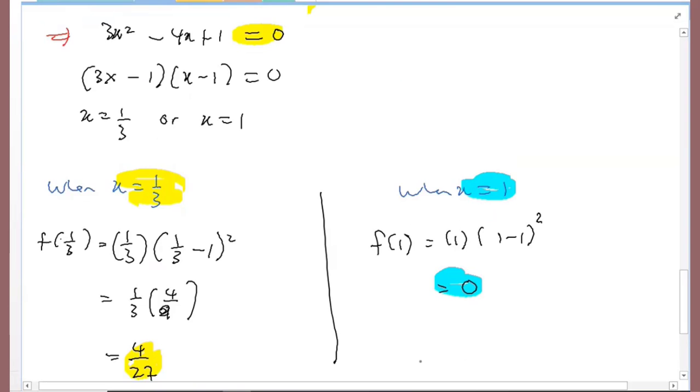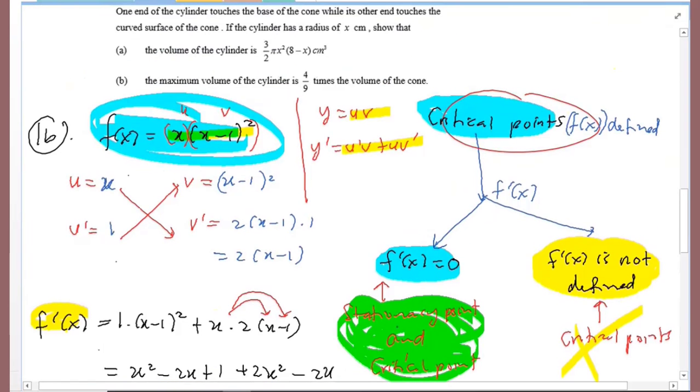For critical points, first thing, whatever it is, you need to differentiate and find f prime of x. Then check whether it consists of a ratio, with the denominator not equal to 0.